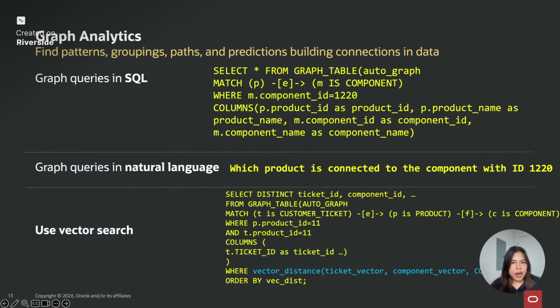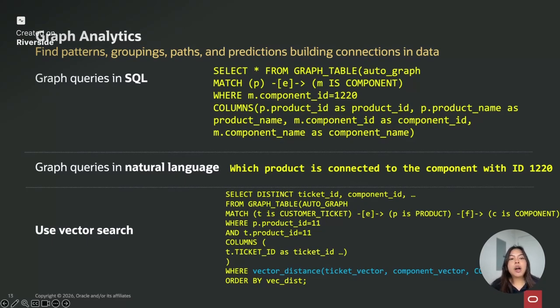For example, the graph table clause, that's basically to identify which graph we're actually querying. And in the database, you're able to store as many graphs as you want. So that's why we need to use that clause to identify which graph we're actually querying. We also have the match clause, and this one is basically the pattern we're looking for. So in this case, we're looking for any entity that is connected to components. And we're filtering by 1220, that's a component that we're taking a look at.